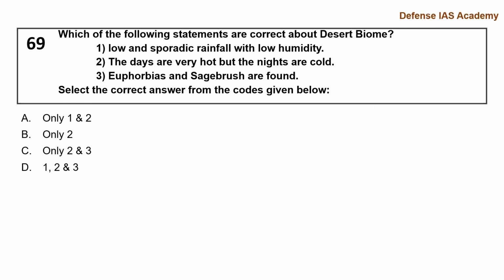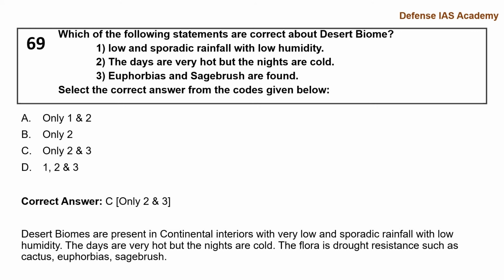Question number 69. Which of the following statements are correct about desert biome? 1. Low and sporadic rainfall with low humidity. 2. The days are very hot but the nights are cold. 3. Euphorbias and sagebrush are found. Select the correct answer from the codes given below. The correct answer is option C, only 2 and 3. Desert biomes are present in continental interiors with very low and sporadic rainfall with low humidity. The days are very hot but the nights are cold. The flora is drought resistant, such as cactus, euphorbias, sagebrush, etc.